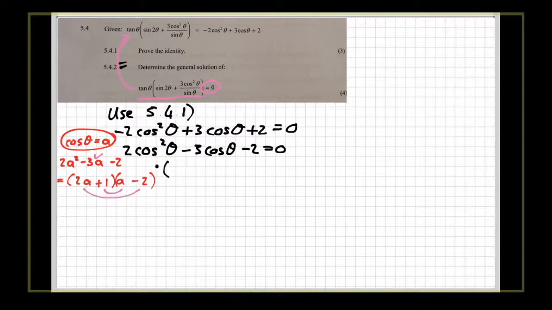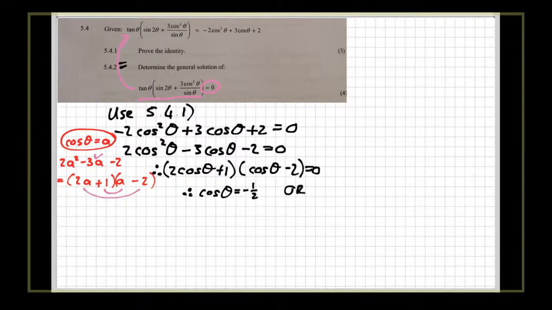So I'm going to say, therefore, I've got 2 cos theta plus 1 and cos theta minus 2 equal to naught, which leads me to find the two sets of equations, cos theta equal to negative 1 over 2, or cos theta equal to 2. Now, automatically, ladies and gents, cos theta cannot be 2. You can go and try and find a reference angle, and your calculator will give you math error.